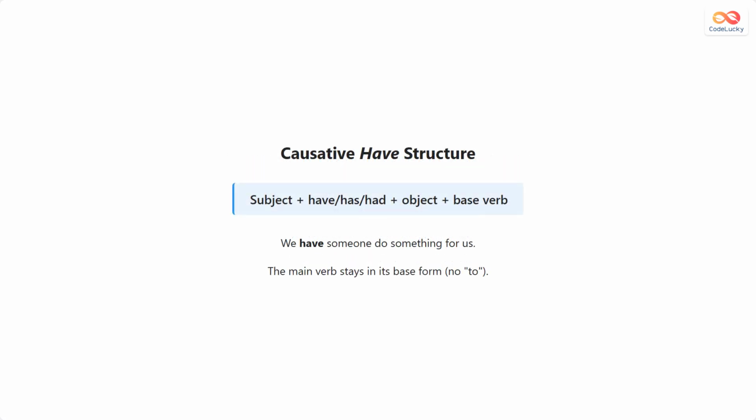The basic structure for have as a causative verb is subject plus have, has, or had, then the object, and finally the base verb form. The main verb after have stays in its simple base form without to.